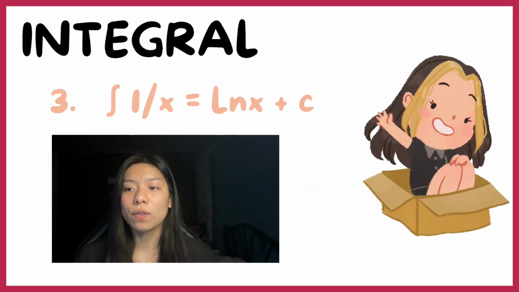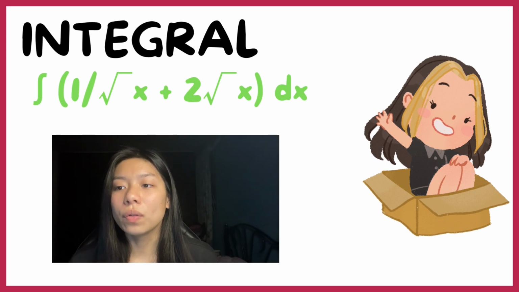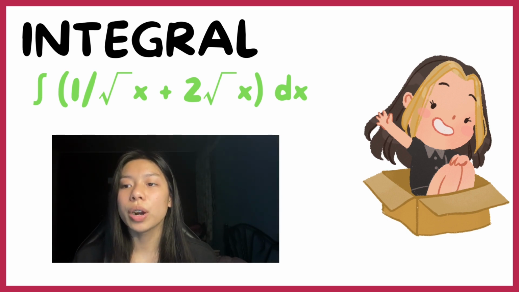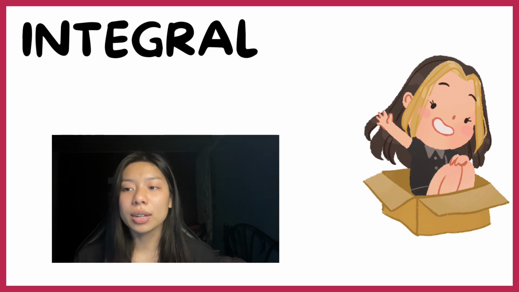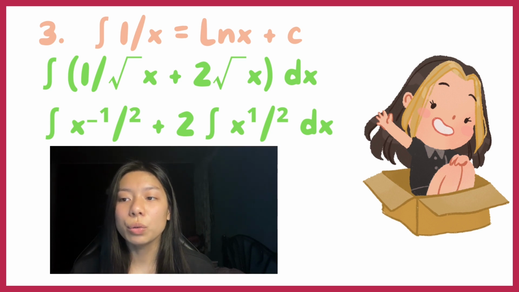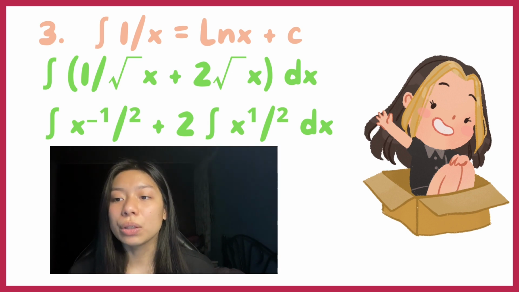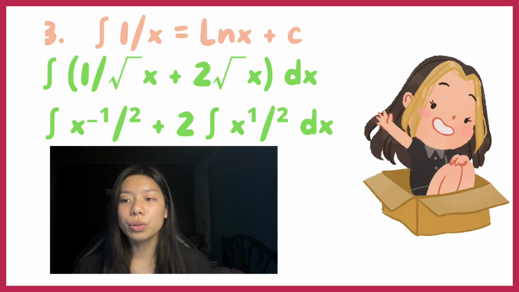Integral of 1 over x is equal to ln x plus c. And for example, integral of 1 over square root of x plus 2 square root of x dx. And then, the next process will be the integral of x raised to negative 1 over 2 plus 2 integral of x raised to 1 half dx as we replace the square roots into its fraction form. We will now add the two rules to the solution.